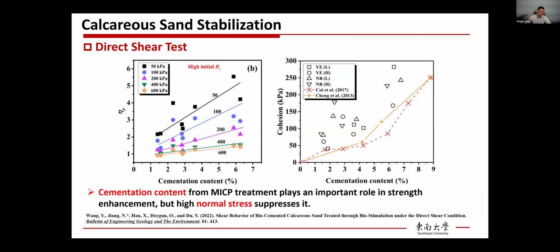Okay, so then the direct shear test. Here we looked at the relationship between the peak shear stress and the cementation content. Obviously, with the increase in cementation content, the peak shear stress increases. This is especially evident when the normal stress is small. But if the normal stress is quite high, like 600 kPa, then this increase becomes insignificant. It means that high normal stress suppresses this effect. Then, based on the direct shear test, we also get the cohesion, and here it shows the cohesion versus cementation content. So again, cohesion increases with the cementation content. As you can see, these dots here are even better than some previous work that used the bioaugmentation strategy.